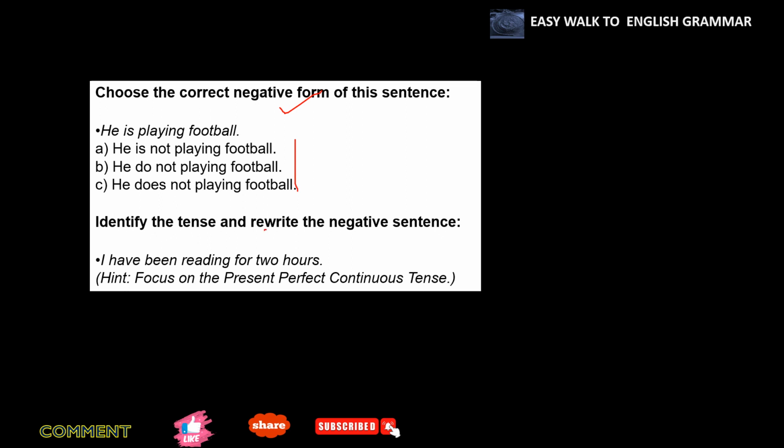Identify the tense and rewrite the negative sentence. I have been reading for 2 hours. Focus on the present perfect continuous tense. Please comment your answers below.